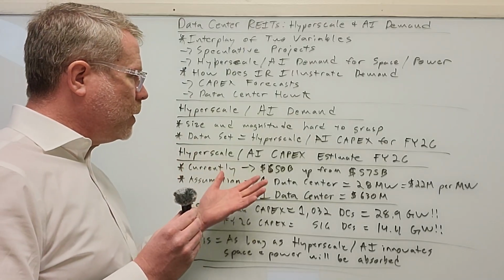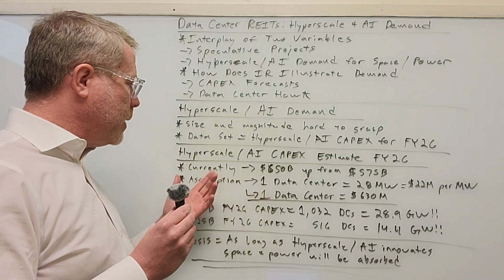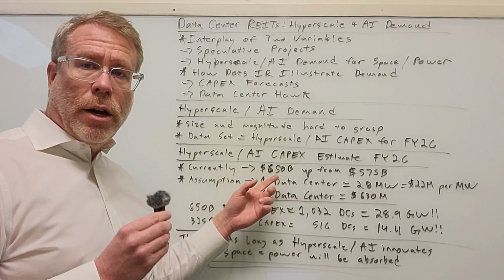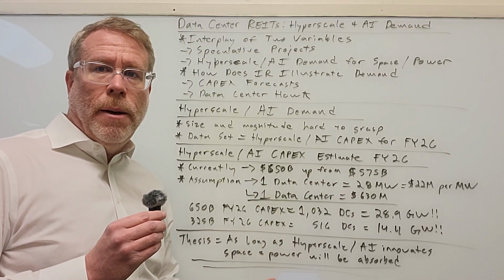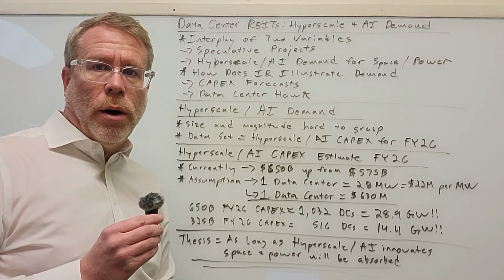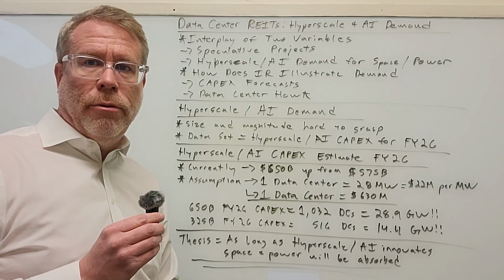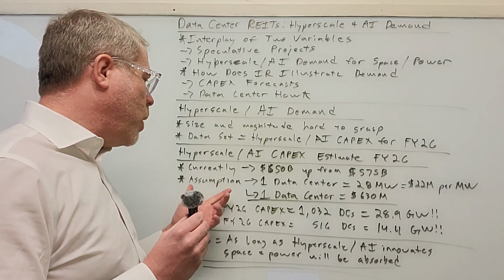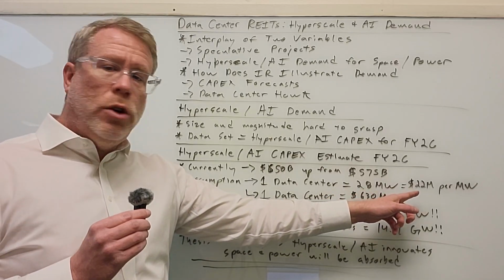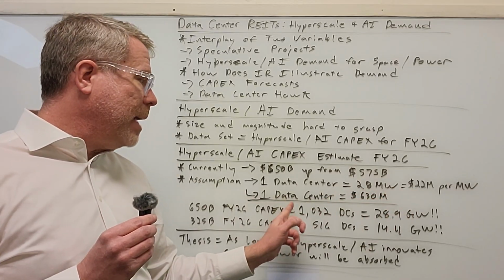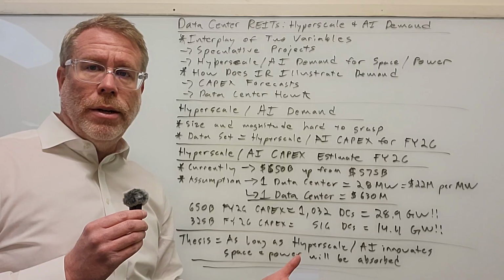When you look at this CapEx estimate for FY26, we're currently sitting at about 650 billion, which is up from 575 billion prior to the fourth quarter. 650 is where we've come out of fourth quarter earnings. So let's look at a quick assumption. One data center is equal to 28 megawatts, and at $22 million per megawatt, that data center costs $630 million.